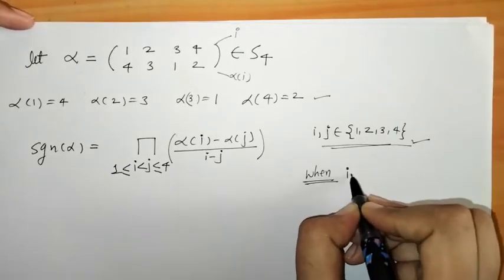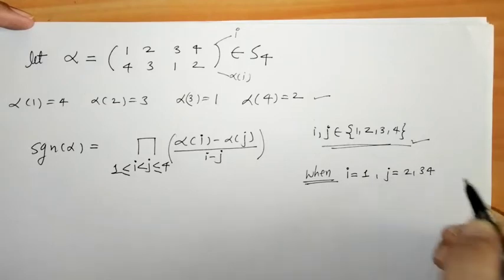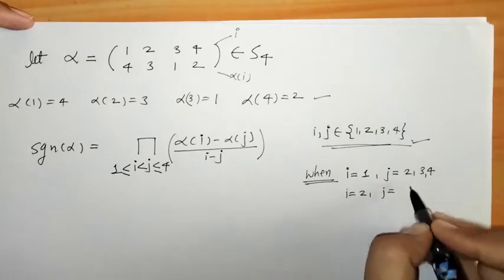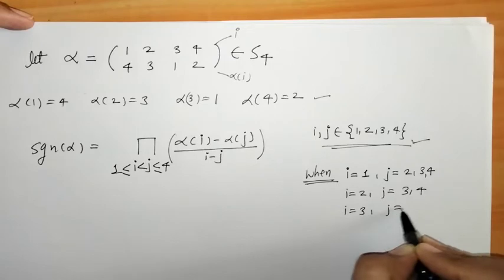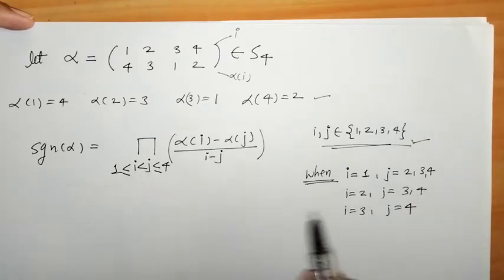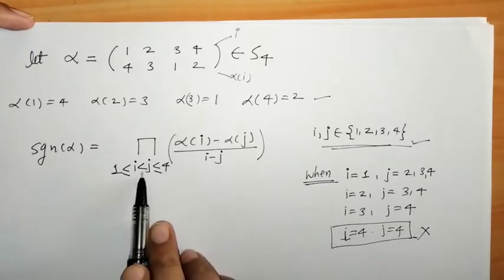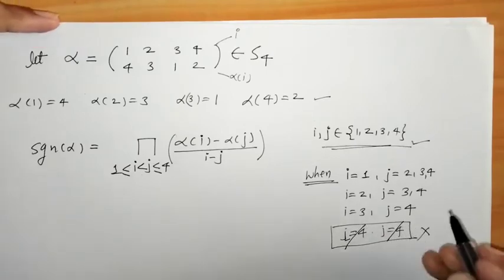That means here when i is equal to 1, j is equal to 2, 3, 4, right? When i is equal to 2, j is equal to 3, 4. When i is equal to 3, j is equal to 4, right? Satisfying this strictness condition, right? And next, if we write i is equal to 4, j is equal to 4, this is not possible here because we have to satisfy this condition. So this pair is not possible, right?